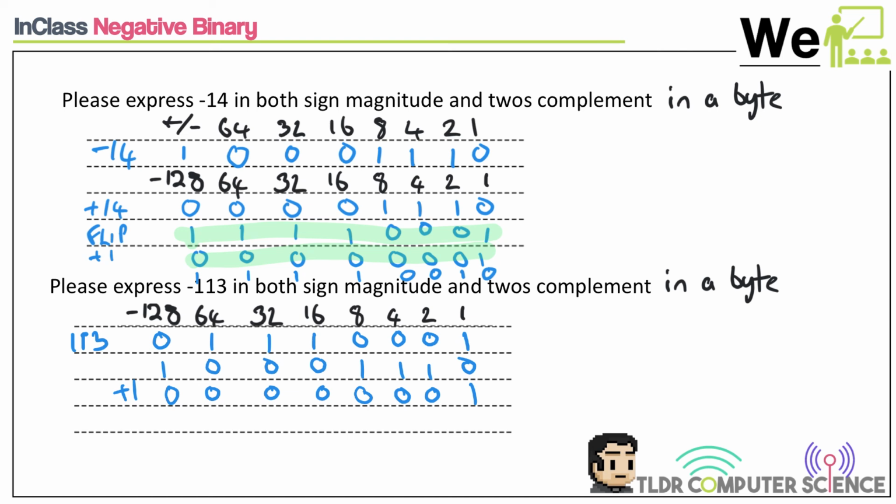Truthfully, I could have just changed the last one to a 1, made my life easier, but you know, why would I want to do that? So, and then we add those two together, and there we go. Negative 113 in 2's complement. Beautiful.